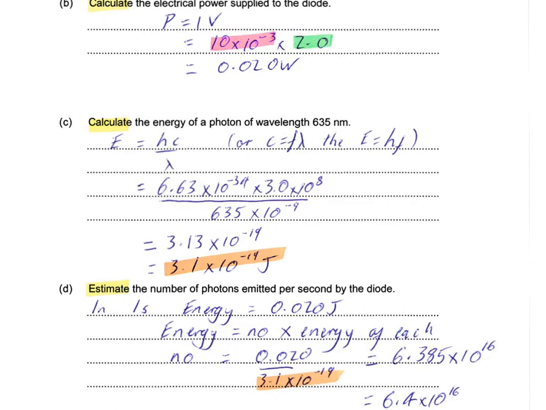Then we've got to calculate the energy of a photon of that wavelength. Straightforward use of E equals hc upon lambda. Total of 2 marks. It's getting through to 3.1 times 10 to the minus 19 joules. I've only got the speed of light to 2 significant figures, so hence my answer to 2 significant figures.